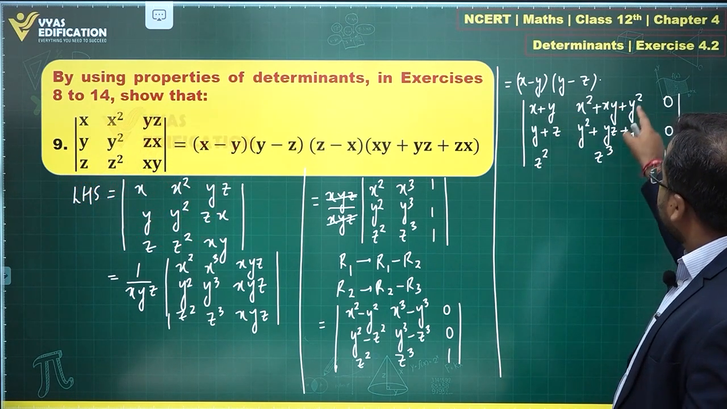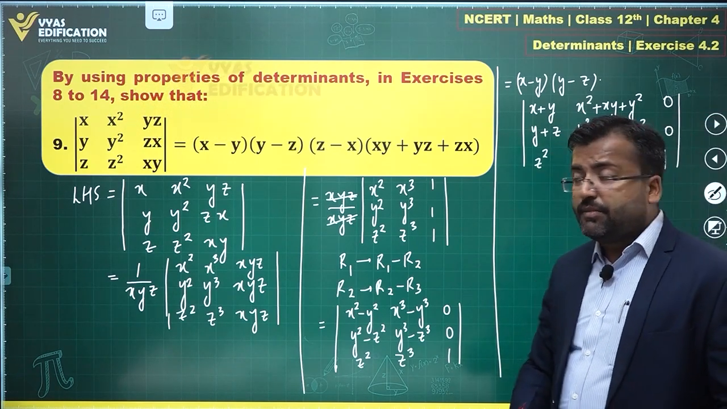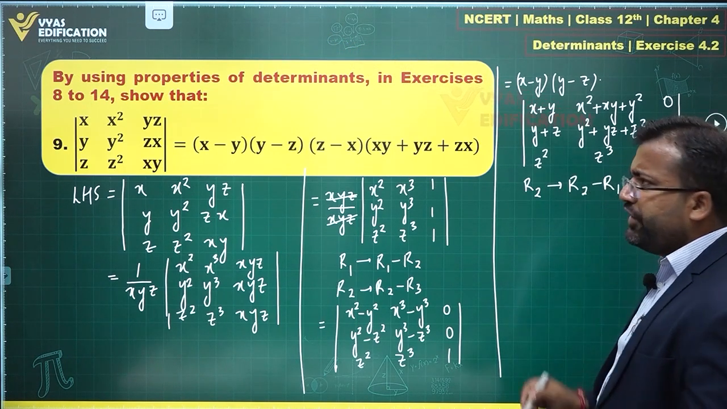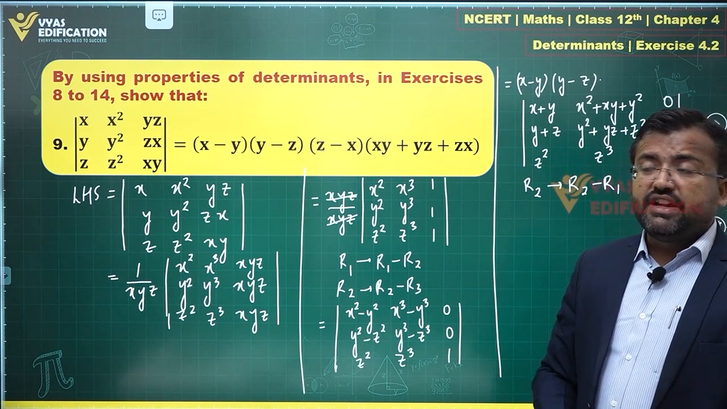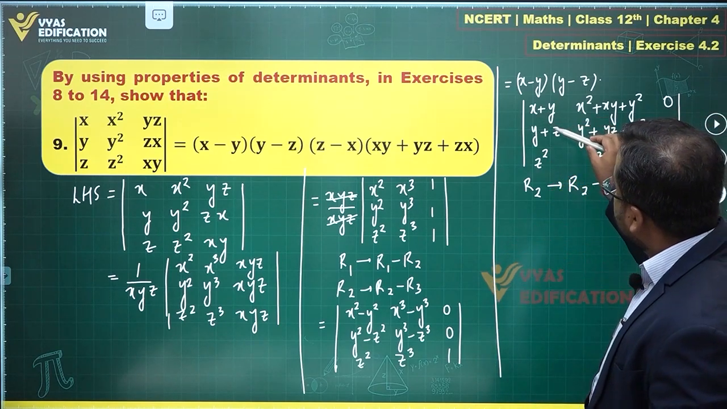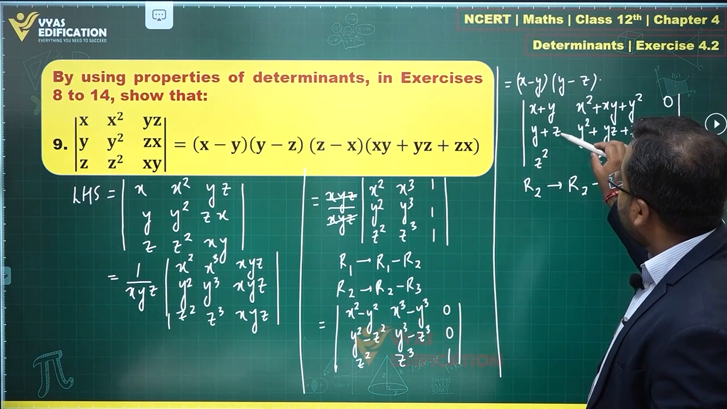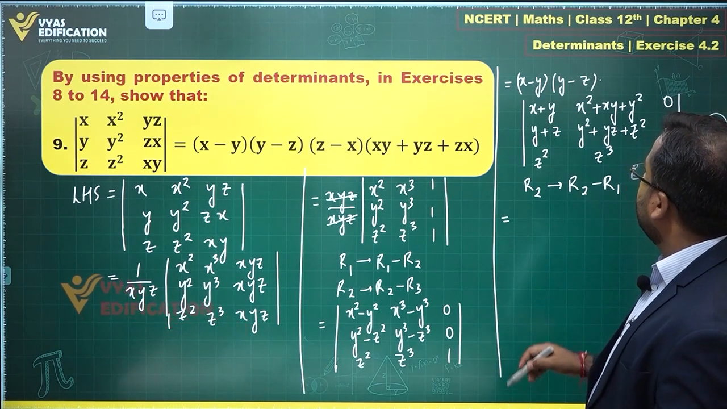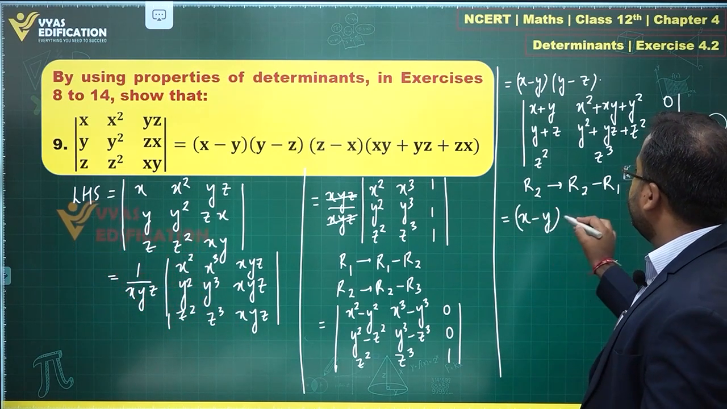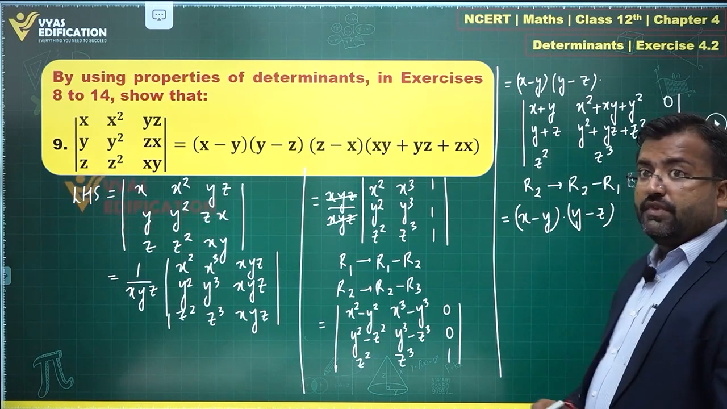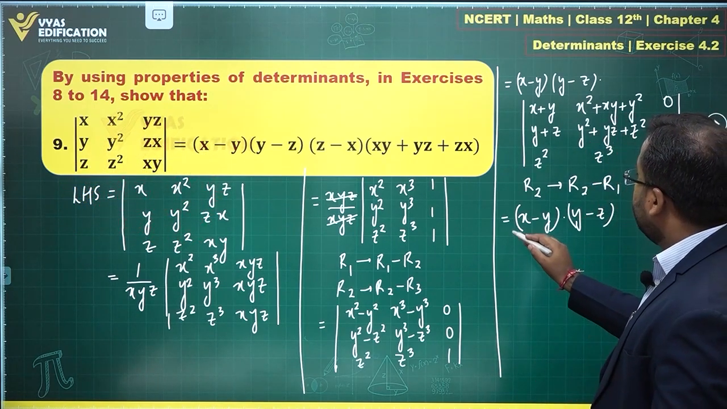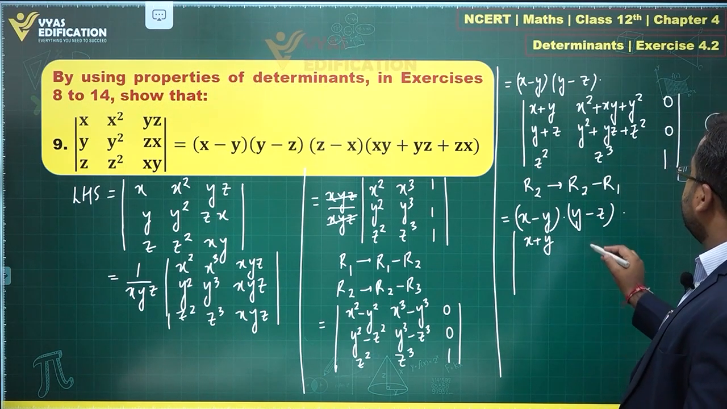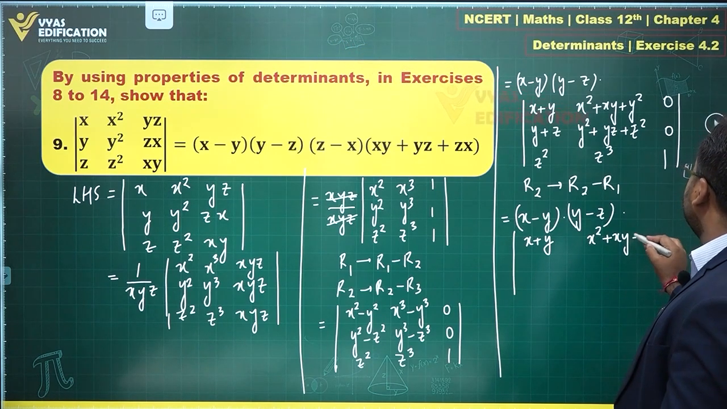Let's subtract these two, and the y square will get cancelled, the y will get cancelled, and we will be getting something easier. So R2 can be replaced with R2 minus R1. Now why did we do R2 minus R1? Why not R1 minus R2? We could have done that as well, but if you observe, doing R2 minus R1 gives us z minus x, and that's something which we are interested in. So let's use that. On applying this, you have x minus y already there, y minus z is also there. Next, the first row remains as it is: this is x plus y, and this is x square plus xy plus y square.